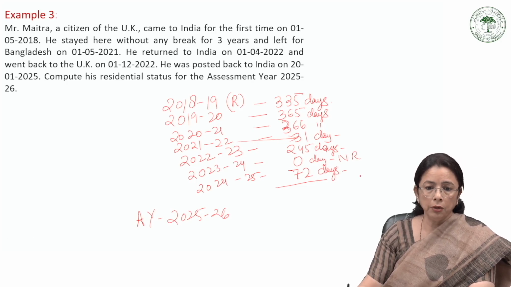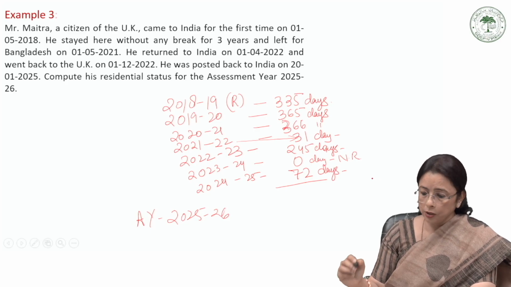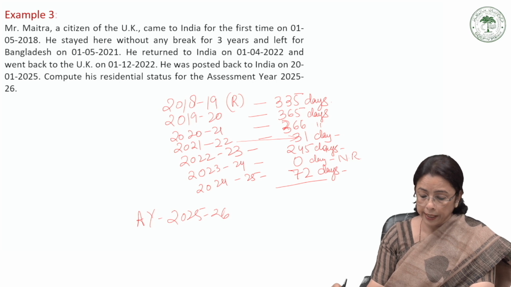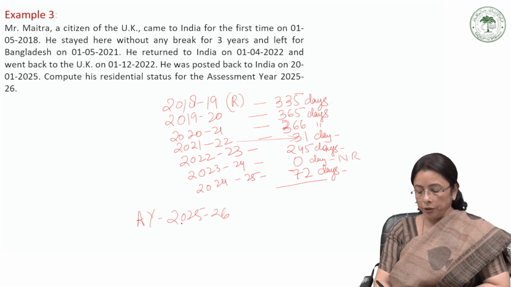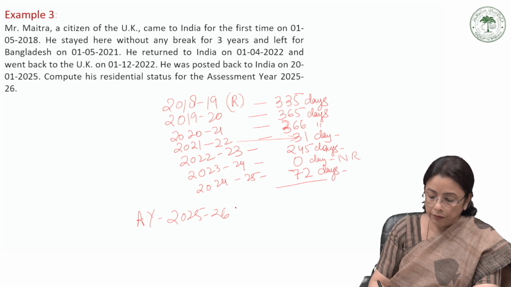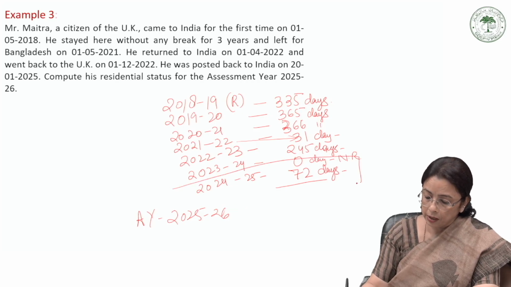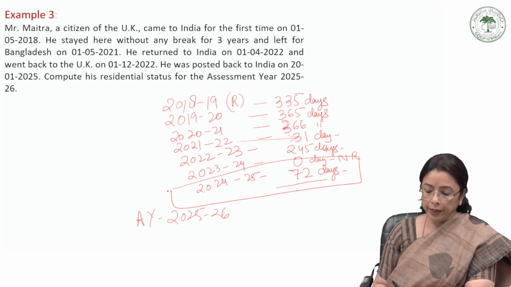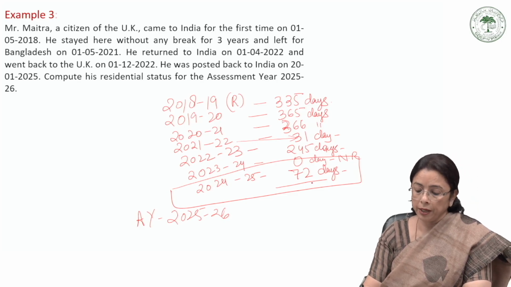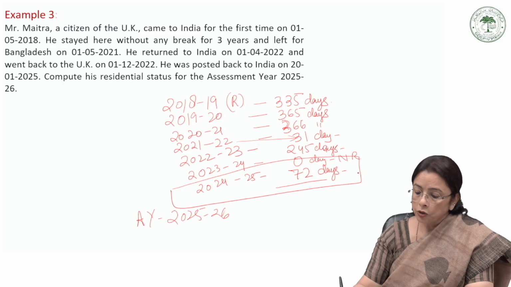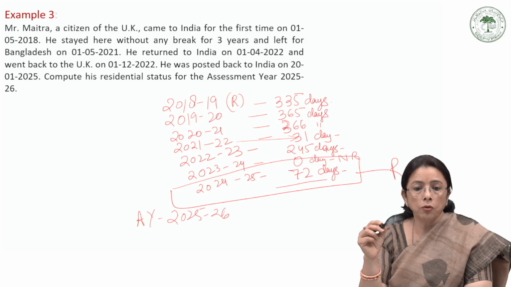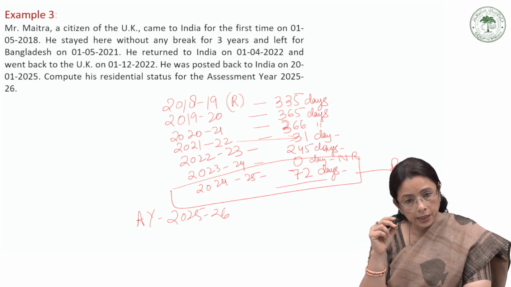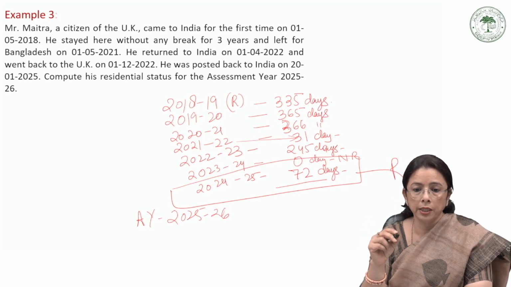So first of all, he was resident, but whether he will be an ordinary resident or a not ordinary resident, we have to decide. So 25-26 means that we have to take into consideration the previous year, that is 2024-25. In 2024-25, he is remaining there for 72 days. So that means he is a resident. Now we have to check whether he is ordinarily resident or not ordinarily resident.